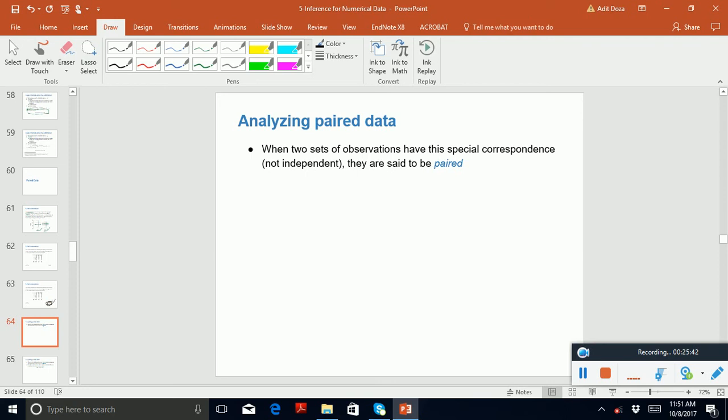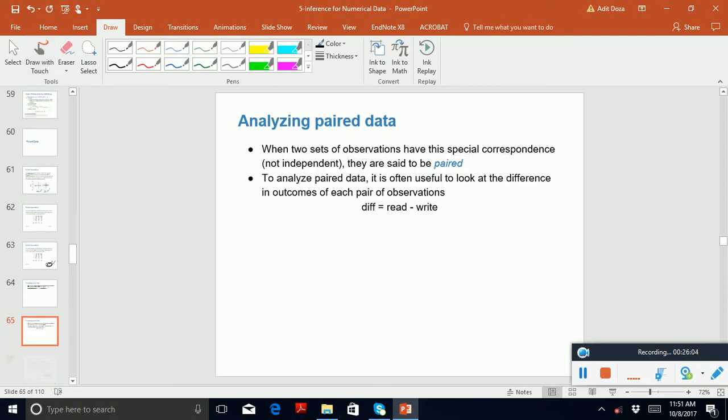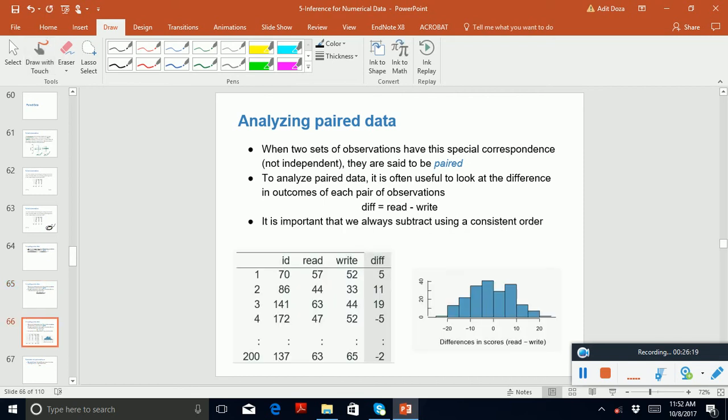So let's analyze the paired data. When two sets of observations have special correspondence, that means when they're not independent, we call that paired. This is the critical thing. So the definition is here. To analyze paired data, it is often useful to look at the difference in the outcomes. The difference is the reading score and the writing score. The scores are different, so that's the difference.